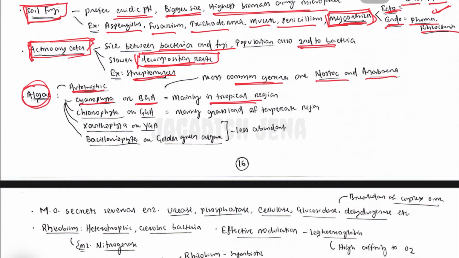Okay, that is blue green algae. Then grass green algae, that is called chlorophyta. Mainly you can find them in grasslands of temperate region. Then yellow green algae or xanthophyta. Then bacillariophyta or golden green algae. These are less abundant. Yellow green algae and golden green algae are less abundant. Most abundant is blue green algae, which is mainly found in tropical region. And in temperate region, you can find grass green algae.